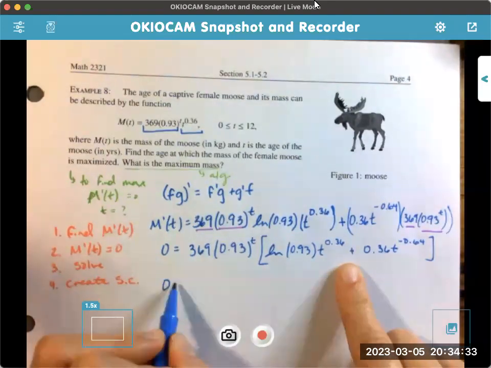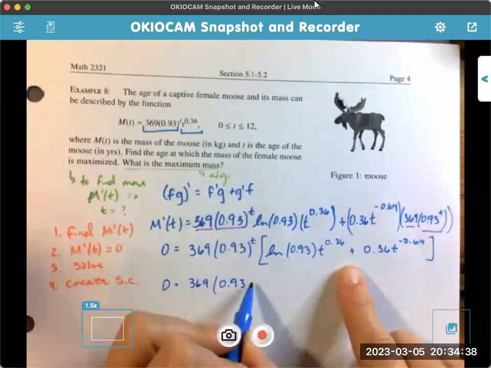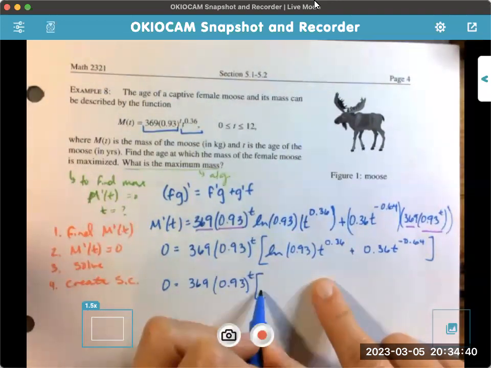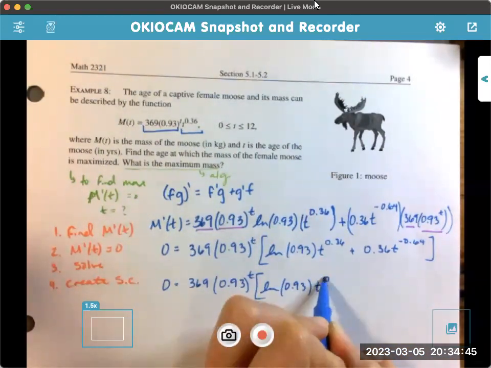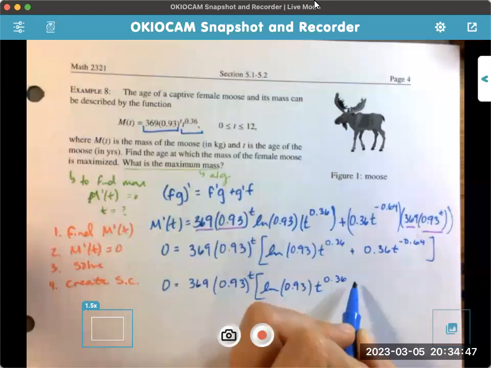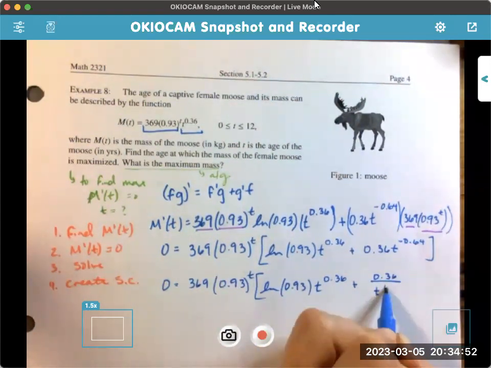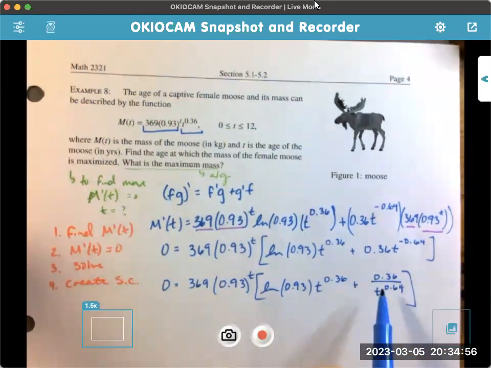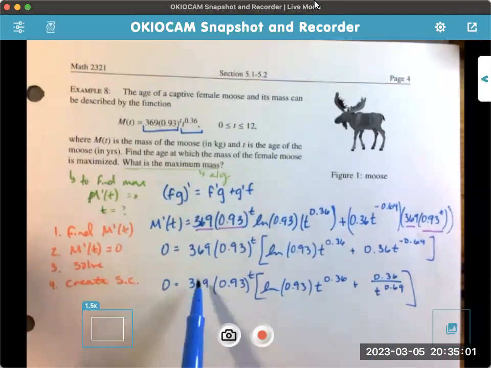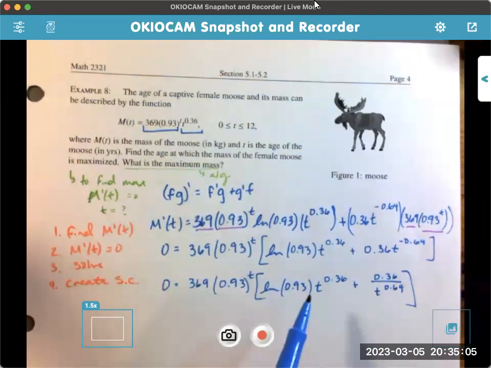Now I'm just going to rewrite this portion. So 369, 0.93 to the t times the natural log of 0.93 t to the 0.36. So that's 0.36 over t to the 0.64, right? Because the negative exponent tells us to put it in the denominator. Remember, eventually we're solving for t, right? Eventually we are solving this thing for t.